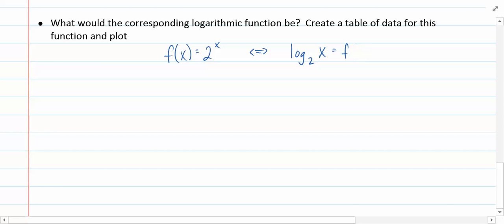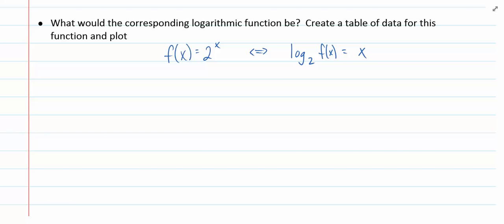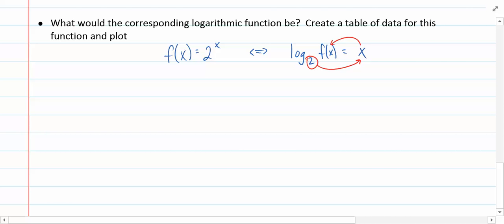And I need to be very careful here. It's 2 raised to the x power that equals f of x in our original function. 2 to the x power equals f of x. So our function notation has to look like this.